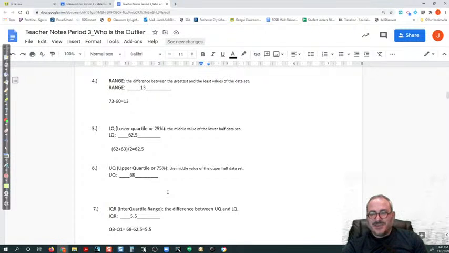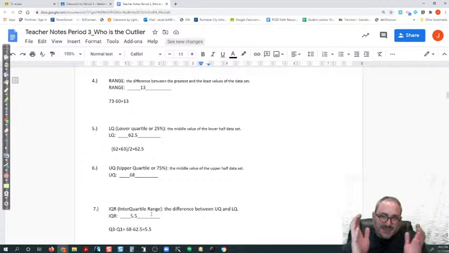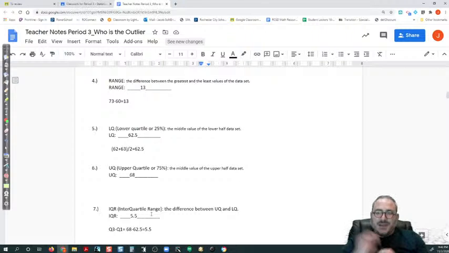That's the basics of how we do that. And then there's the interquartile range, IQR. The interquartile range, just like the range was max minus min, remember that? The range was the biggest number minus the smallest number. Interquartile range is going to be the bigger quartile minus the smaller quartile, okay? So 68 minus 62.5, and we have it here. 68 minus 62.5 is 5.5. So our interquartile range is 5.5.